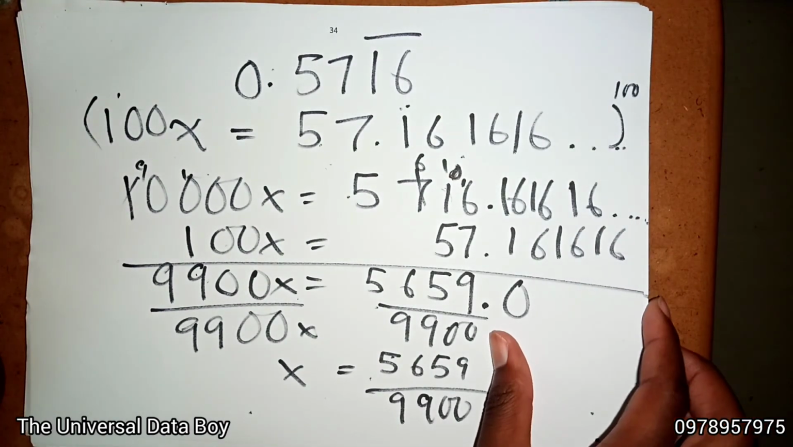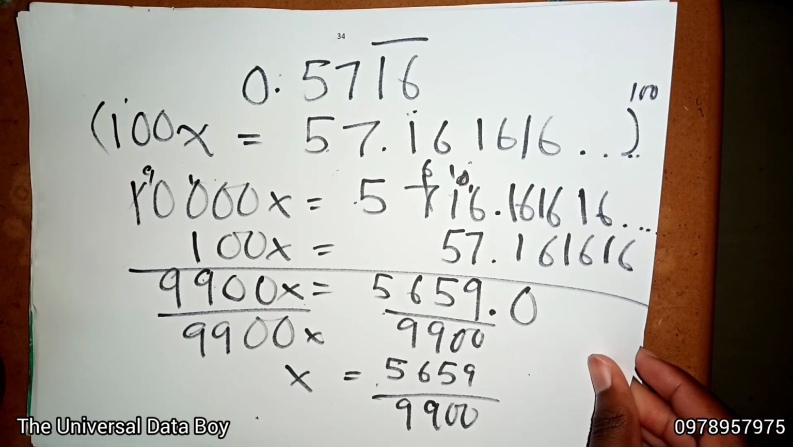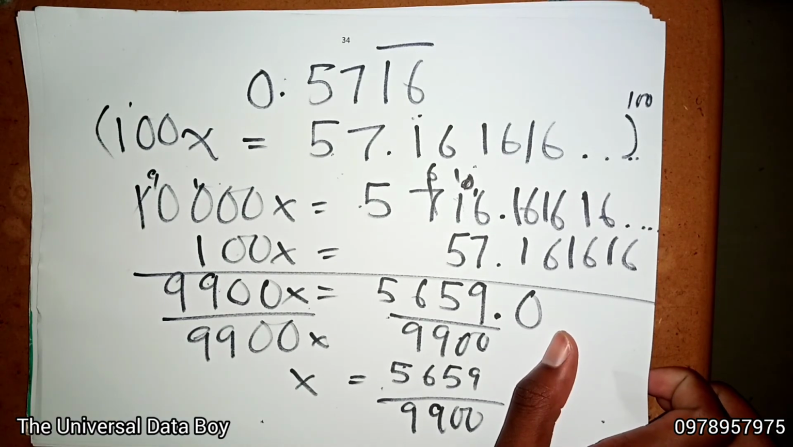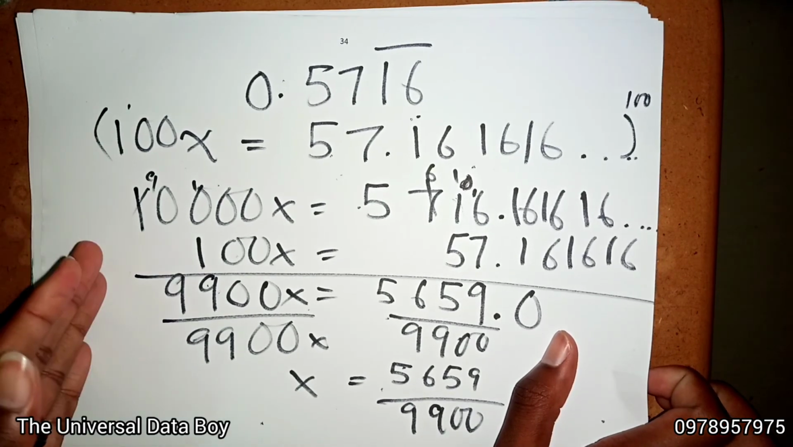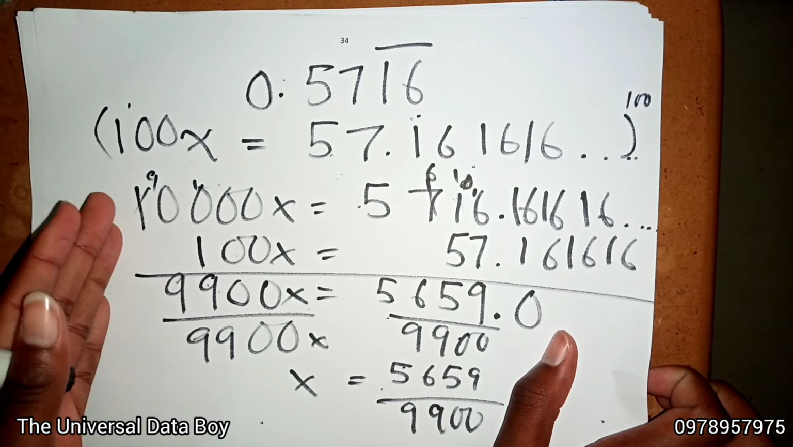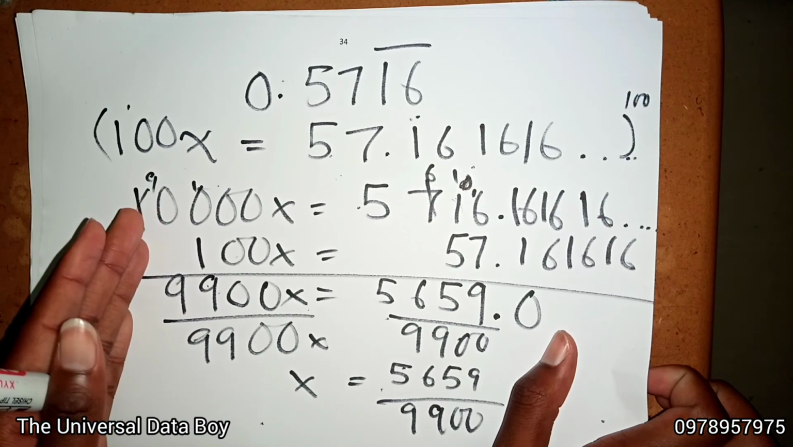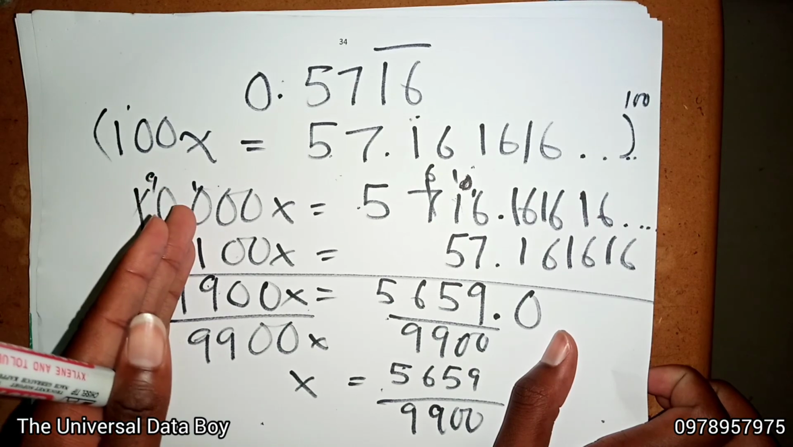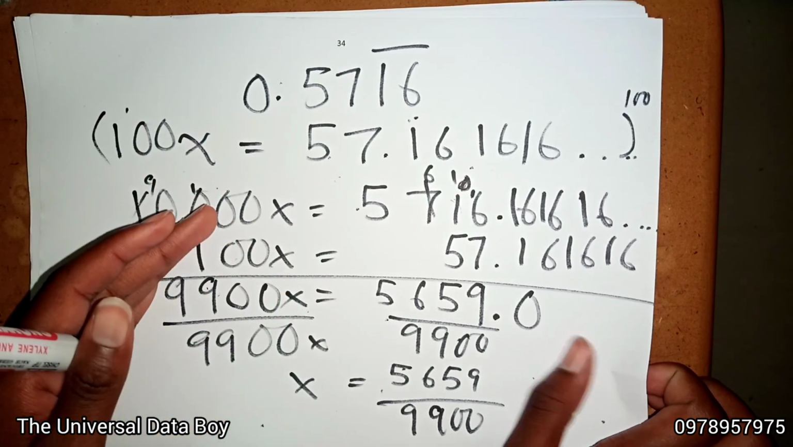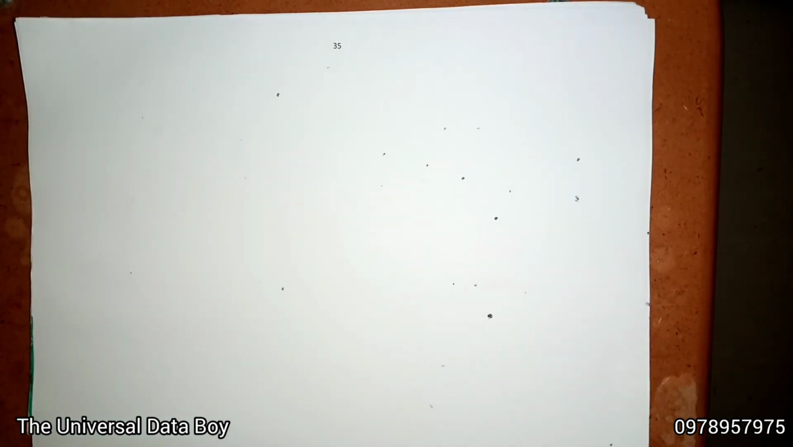So now let me review. Step 1, you're going to let x equal to whatever that is. Step 2, you're going to let x equal to a number whereby the decimal is right before the first repeating number. Then step 3, you multiply such that the decimal will be after the first repeating number, so that you can subtract in step 4. And then when you subtract, you're going to make x the subject of the formula. We are going to solve for x.